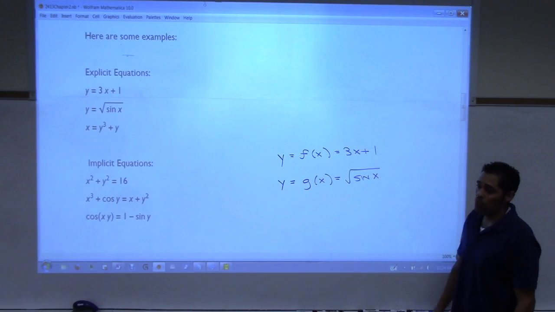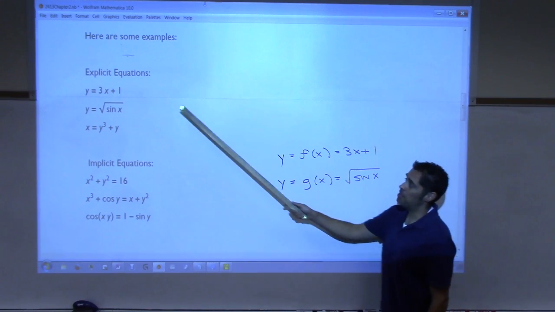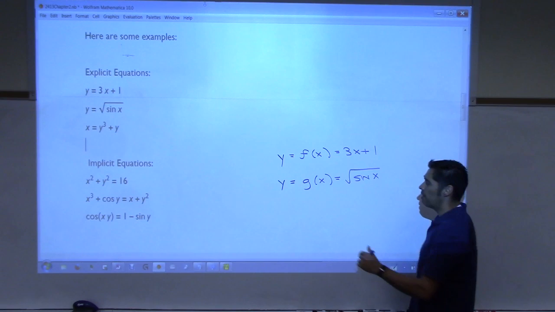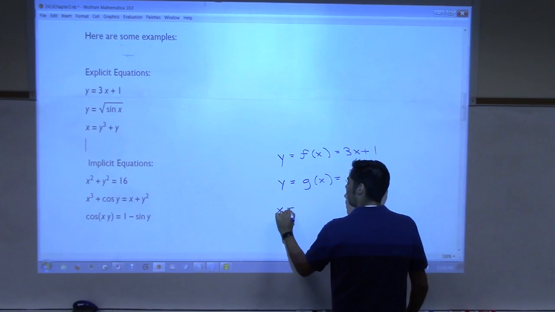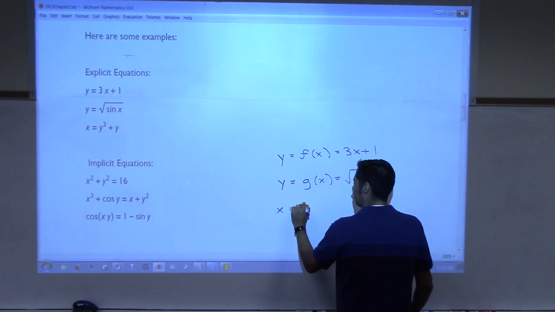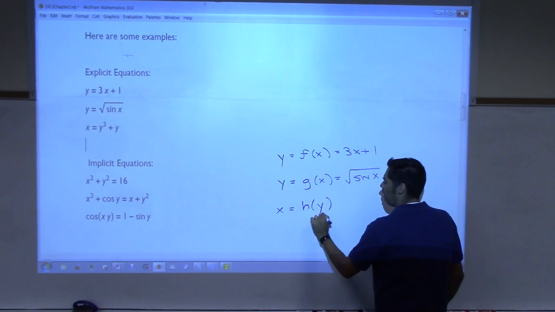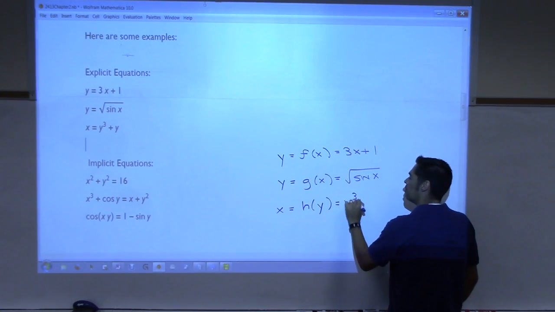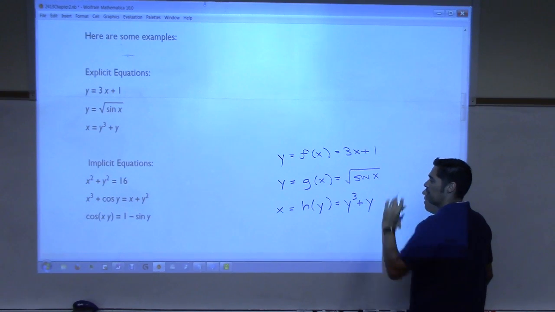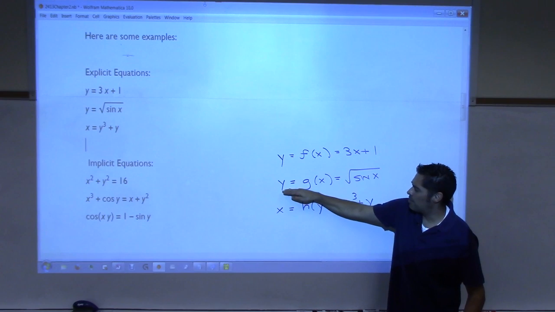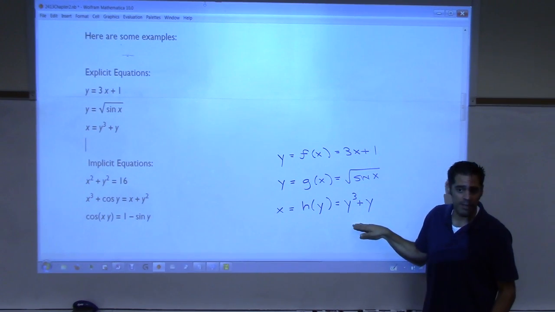And then the last one is also an explicit equation, but it's not solved for y, right? It's solved for x. So I could write something like this: x equals, let's use a different letter, h of, now I wouldn't say x, I'd say what? h of y, and that would be y cubed plus y, and that's it, right? So y depends on x, and x depends on y.